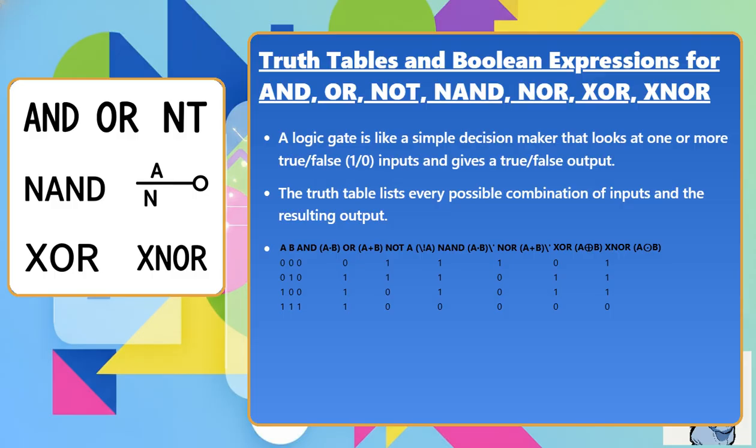Row 1: A 0, B 0, AND 0, OR 0, NOT A 1, NAND 1, NOR 1, XOR 0, XNOR 1. Row 2: A 0, B 1, AND 0, OR 1, NOT A 1, NAND 1, NOR 0, XOR 1, XNOR 1.